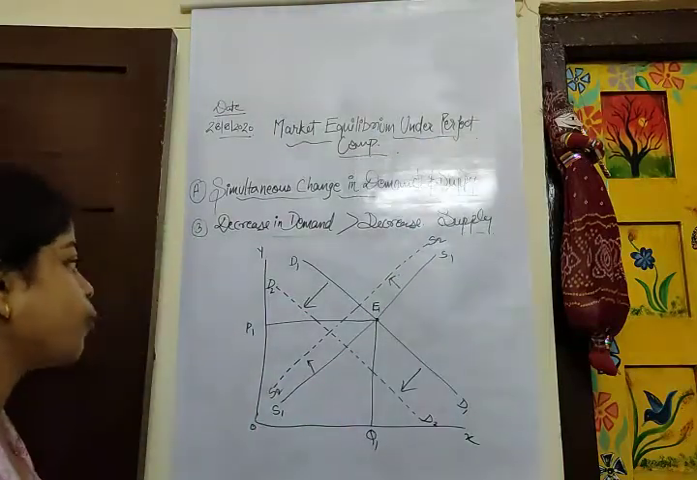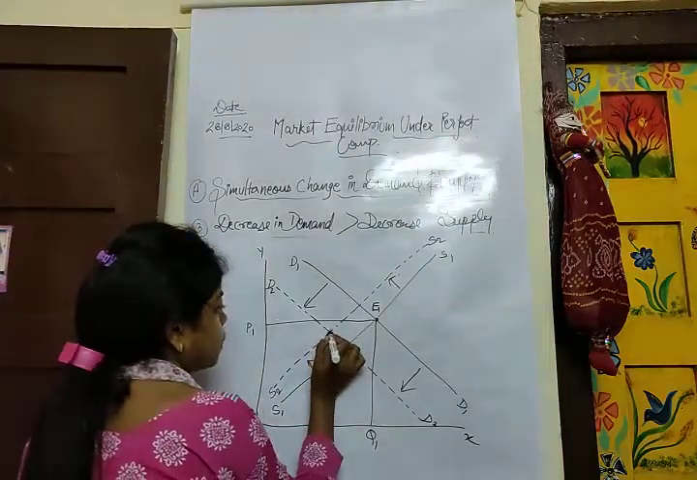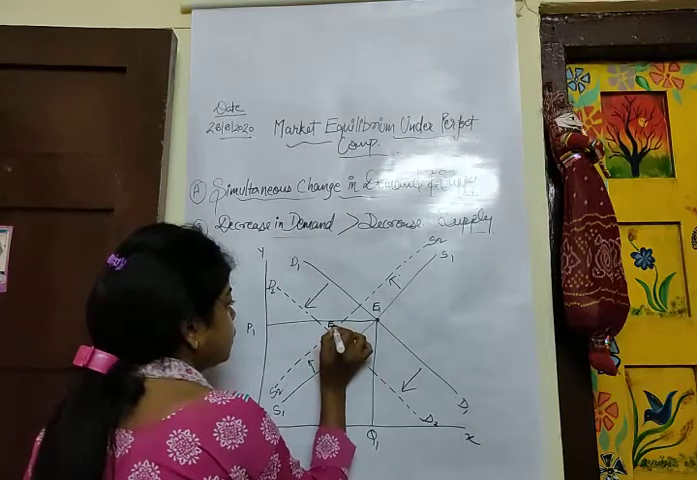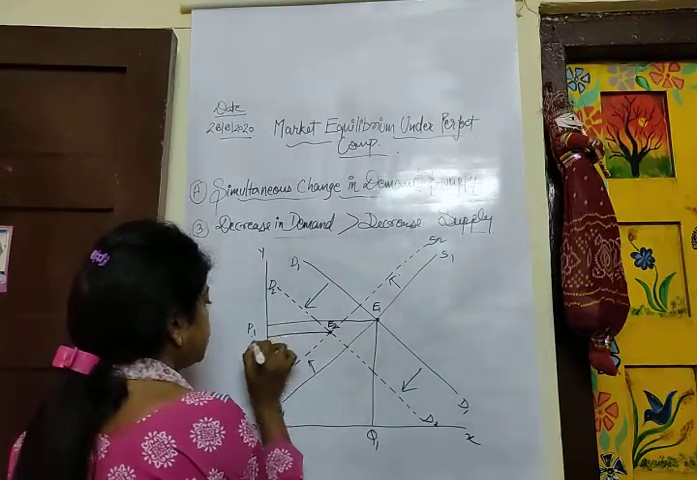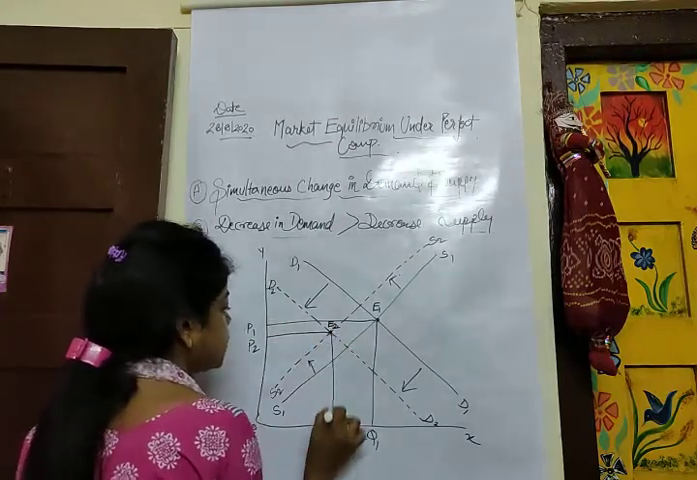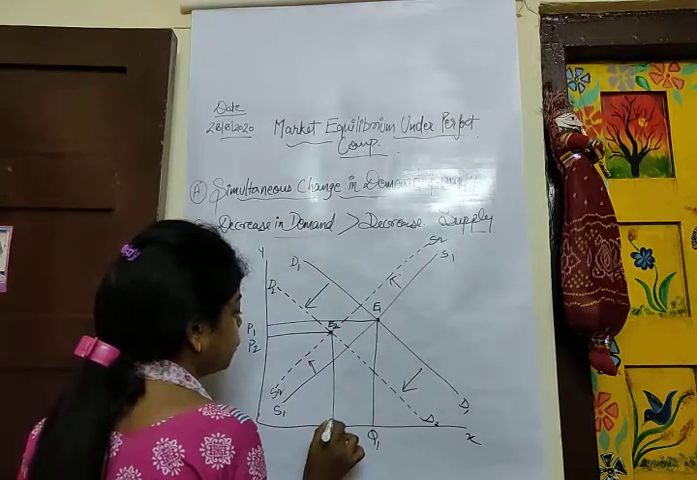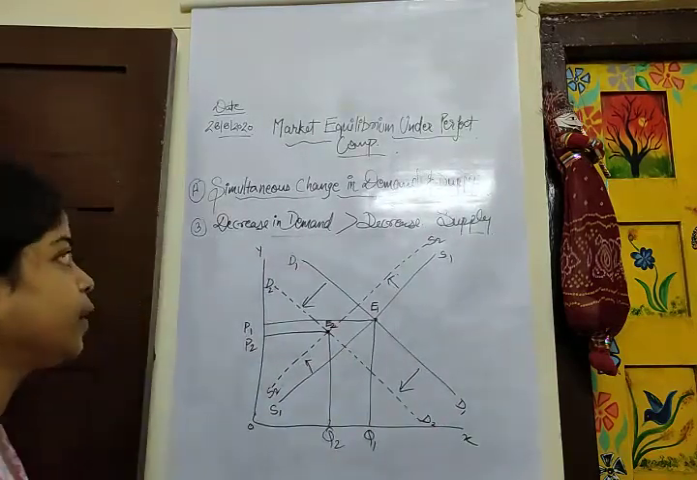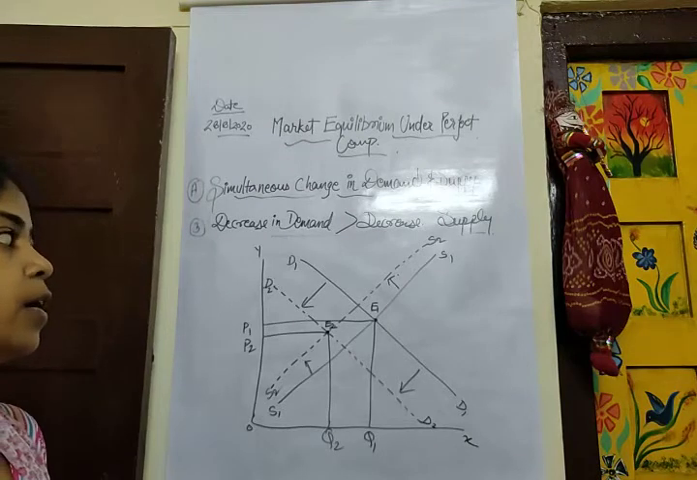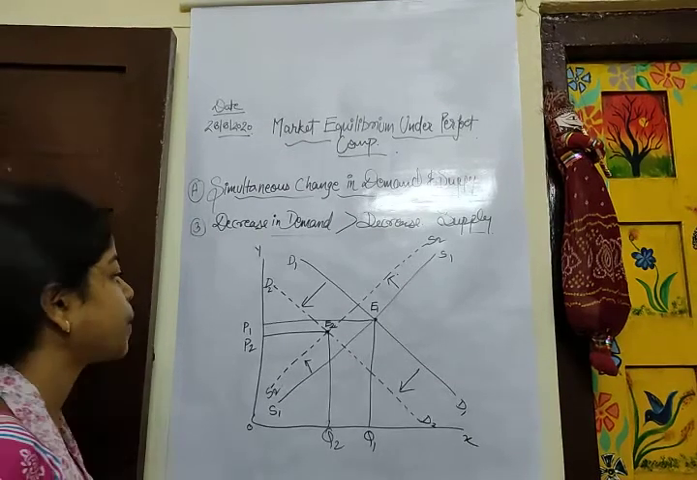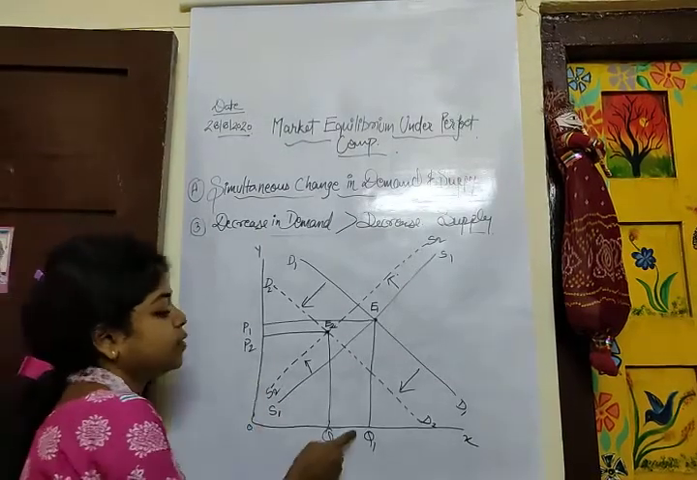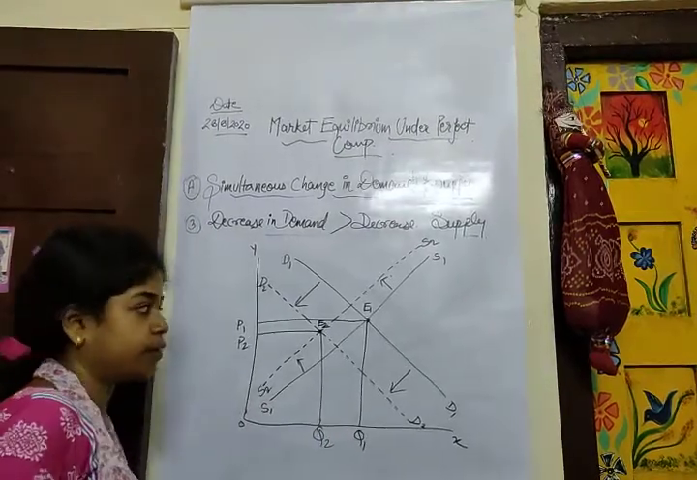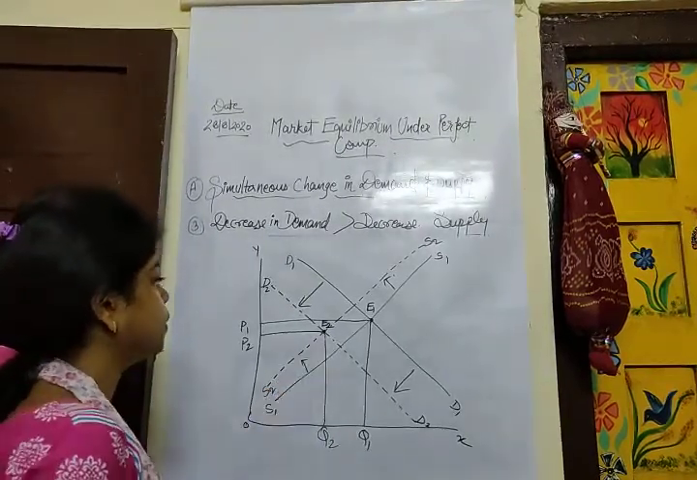So the next intersection point is this. It means it is E2, and it is P2, and this is Q2. It means when the decrease in demand is greater than the decrease in supply, the price also decreases and the quantity also decreases, and the market equilibrium point is this.